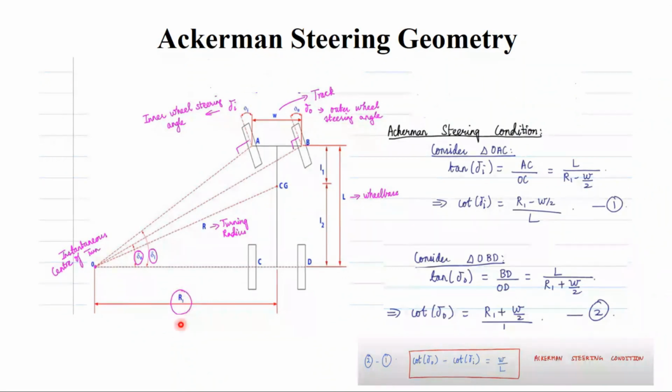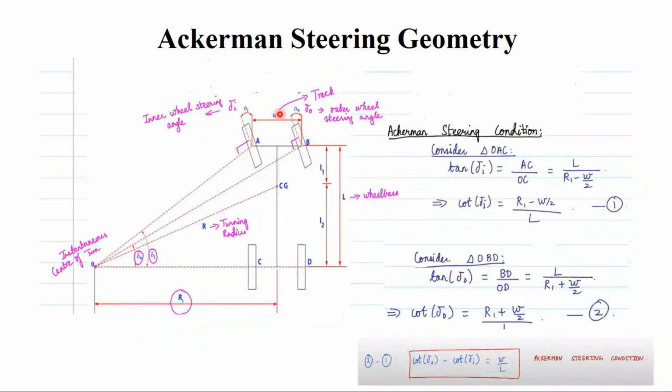Okay, and we have seen that R is nothing but the turning radius in the previous slide, and you have an angle. I told you the different angles. And you also have the track W, which is the distance between the centers of the wheels, A to B and C to D. You can see this, W is nothing but the track.